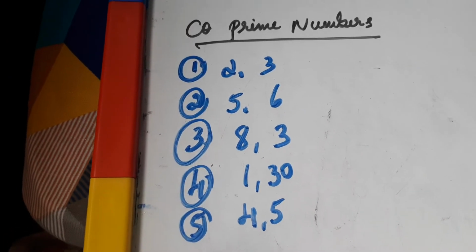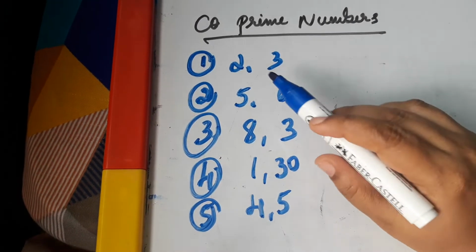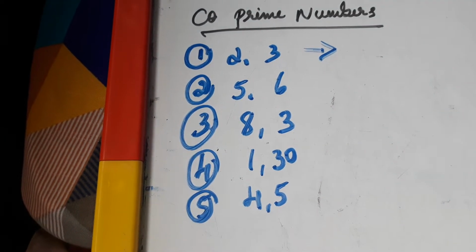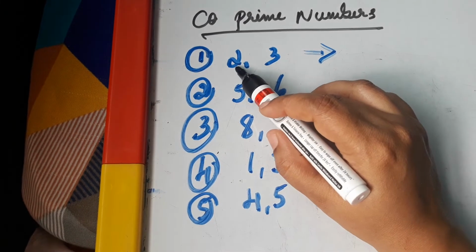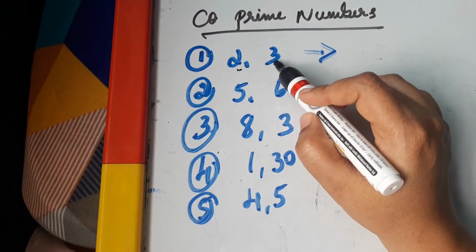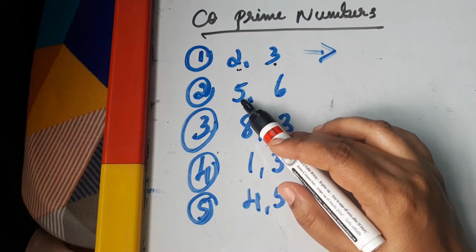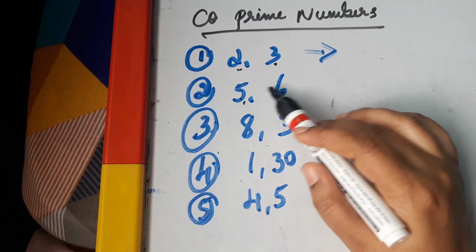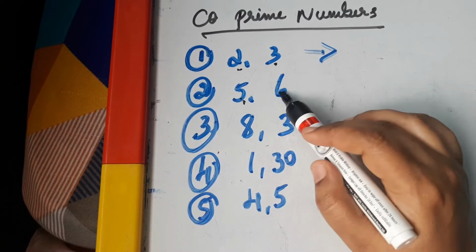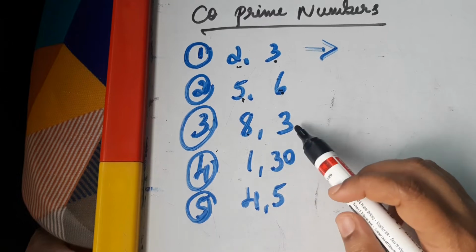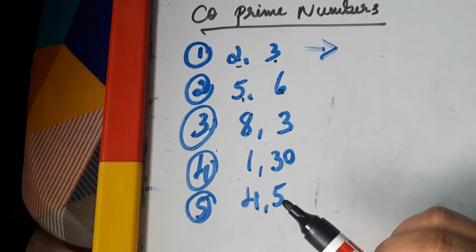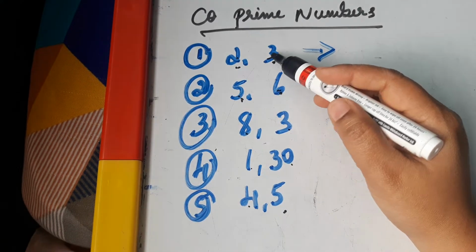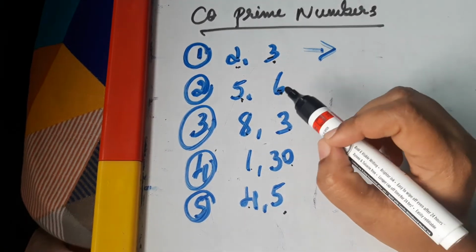Here are some examples of coprime numbers. One is 2 and 3. 2 and 3 are coprime numbers. How do we check? 2 is a prime number, 3 is a prime number, and this is a coprime pair. 5 is a prime number. 6 is not a prime number, but in the earlier pair both numbers are prime. 8 is a composite number, 3 is a prime number, and the pair is coprime. Also 1 and 30, 4 and 5. It is not necessary that a coprime number should be a prime number.